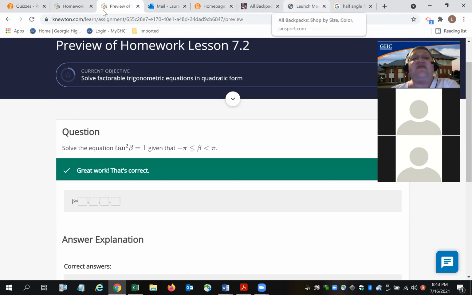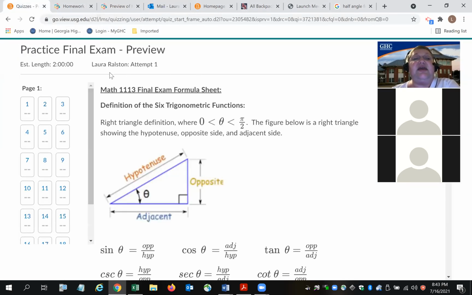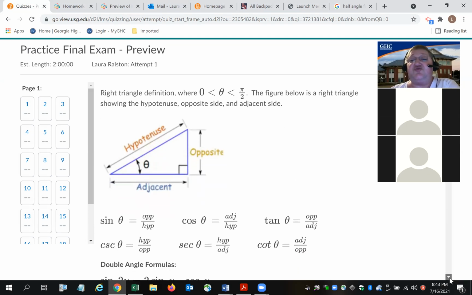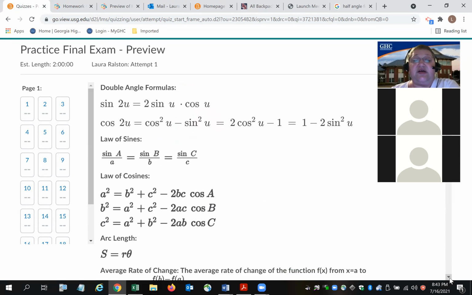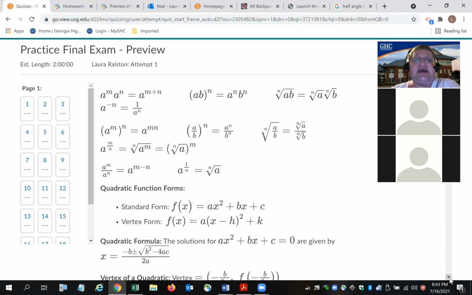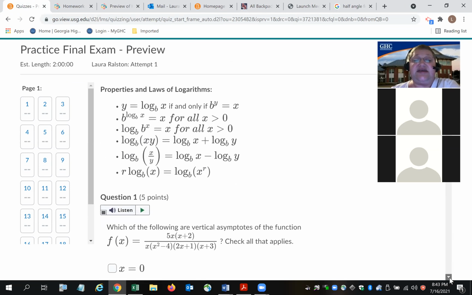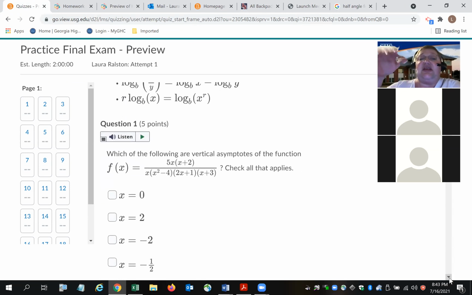Let's see if I've got it. I thought I had it open, but maybe not. The practice final exam that is in GoView, you have to do because it's graded, but it also has similar questions to what you would see on the final, and it has the formulas that you may need while you're taking the test, all the way back to the beginning of the term.